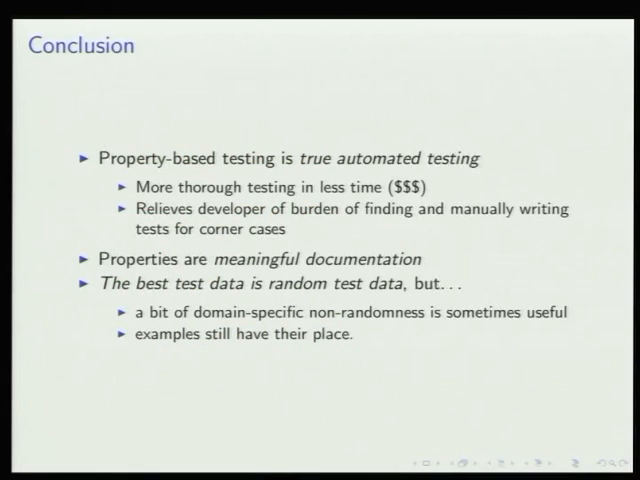So in conclusion, property-based testing is true automated testing. It lets you do more thorough testing in less time, which means less money, and it relieves the developer of the burden of finding and manually writing tests for the corner cases. Properties are also meaningful documentation. Users of your libraries will thank you for stating the properties and for testing them. So the best test data is random test data, but a bit of domain-specific non-randomness is sometimes useful, and example-based testing still has its place.